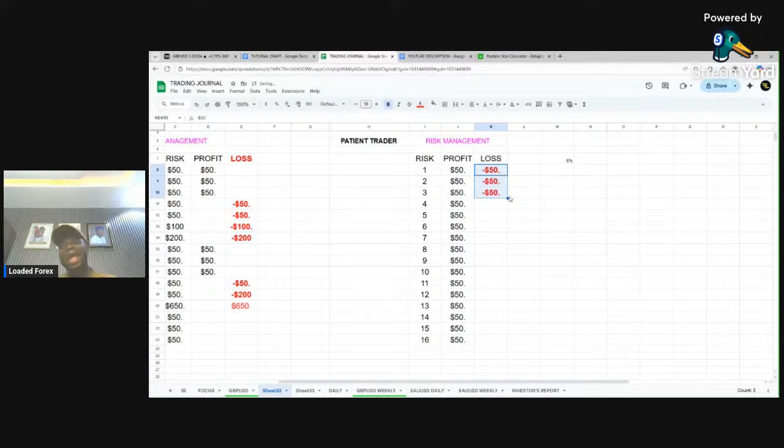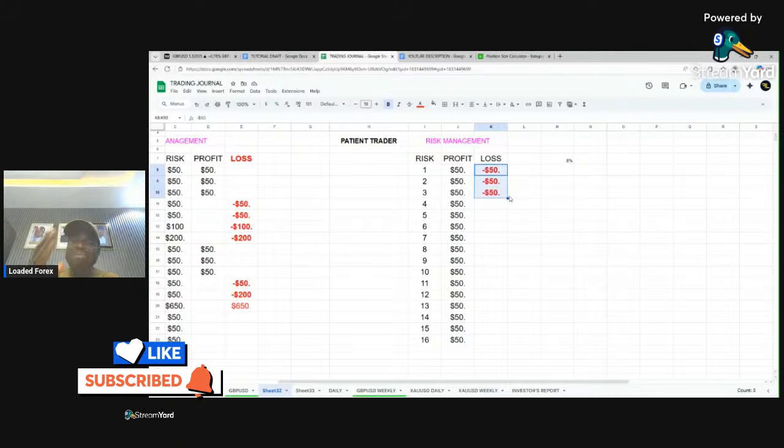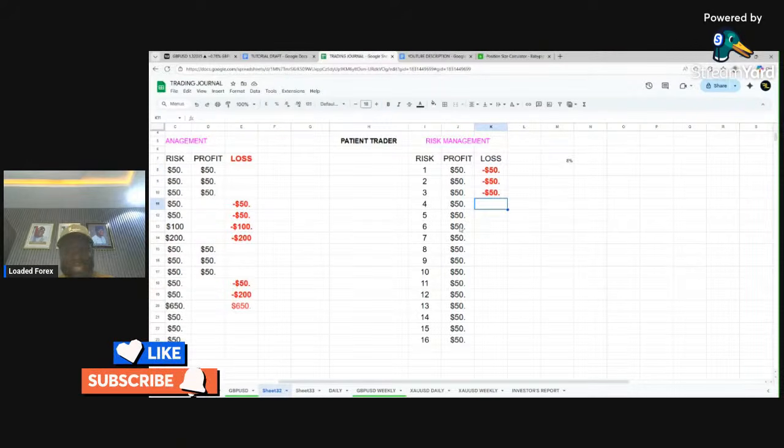Third trade, I lose the $50. As a profitable trader, nothing will shake me here because I've already structured my mindset that it will take me 16 good trades. So if I maintain my discipline, I did not manipulate myself or disorganize or destabilize my trading plan, right?